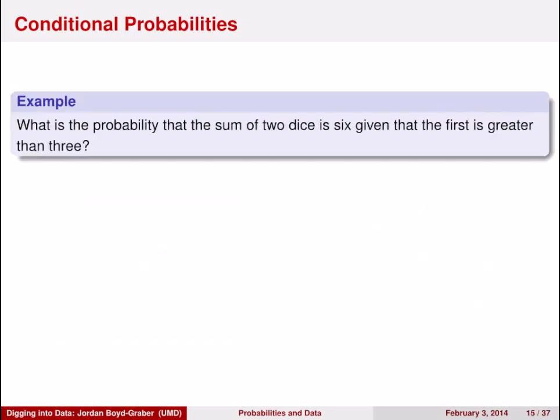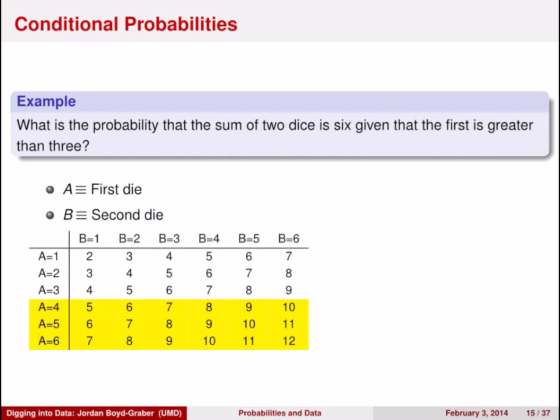Let's say that you want to compute the probability that the sum of two dice is 6, given that the first die is greater than 3. We'll represent this using two random variables, A and B. And I've highlighted all of the outcomes where A is greater than 3. You'll notice that in this joint probability distribution, there are 36 outcomes, and because these are fair dice, each outcome has probability 1/36. In red, I'll mark all of the outcomes where the sum of the two dice is 6.